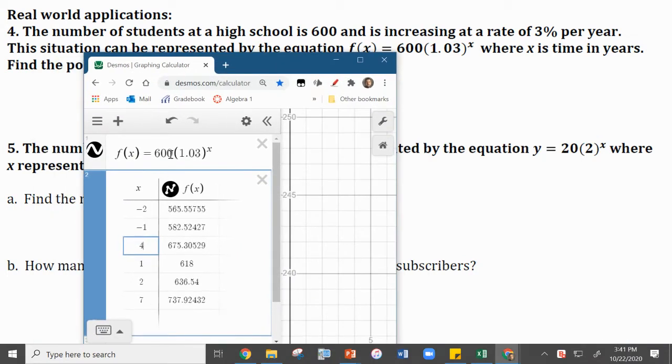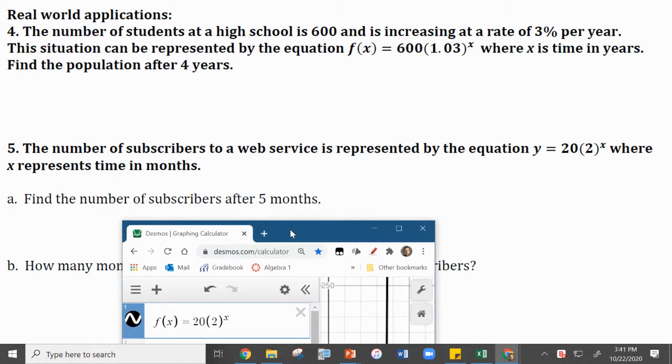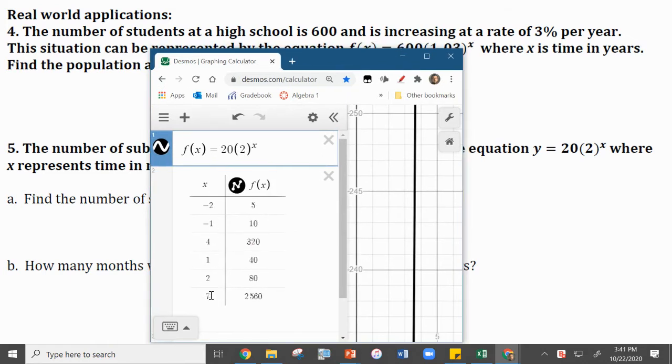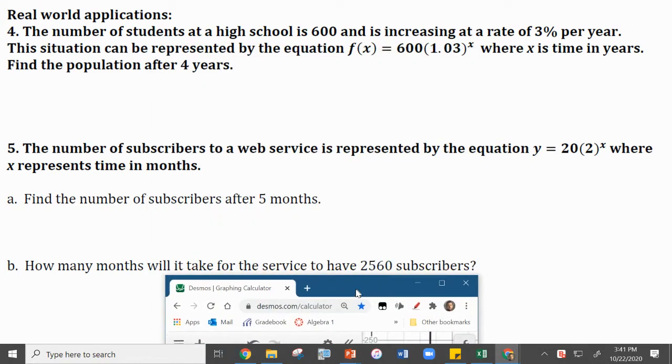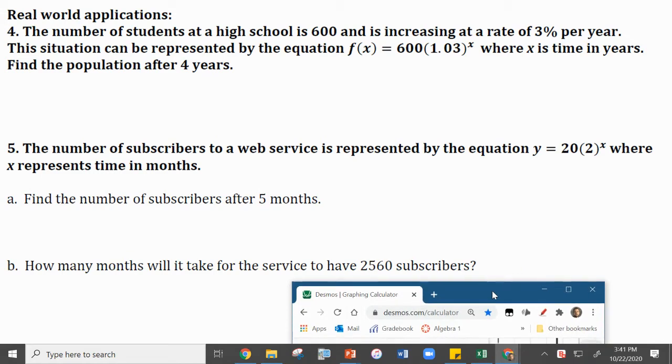And so once again, you would want to go into Desmos, type in your equation, 20 times 2 to the power of x, and they want to know after 5 months. And so remember, any line I can type in the 5, I'd have 640 subscribers. Now the next question says, how many months will it take to have 2,560?